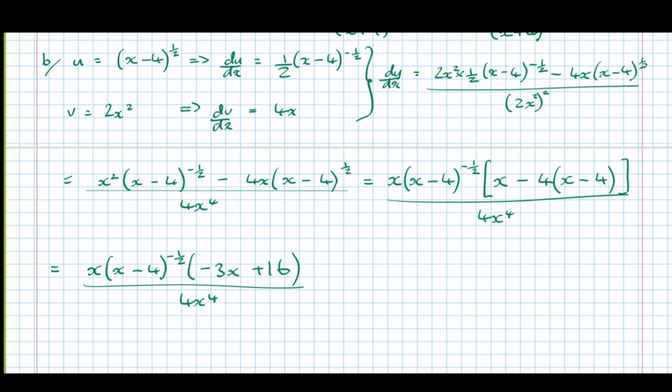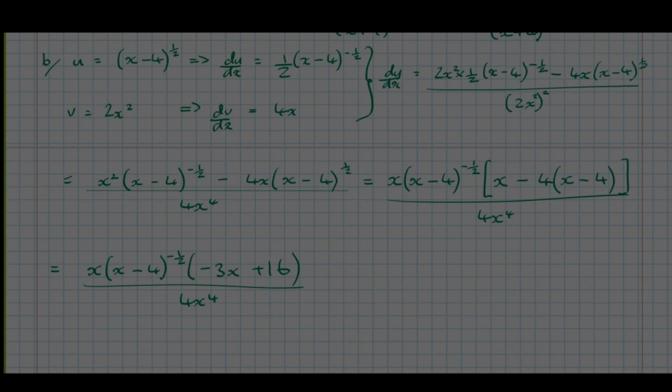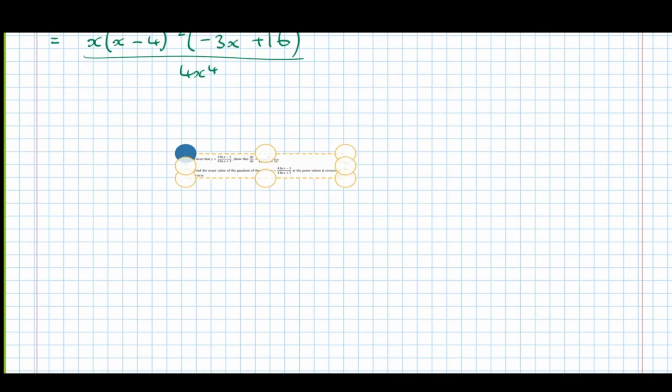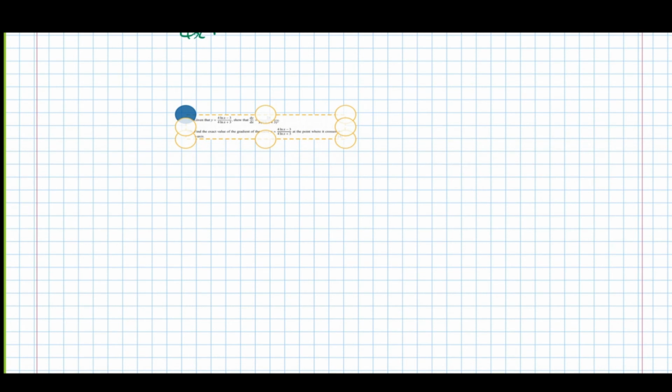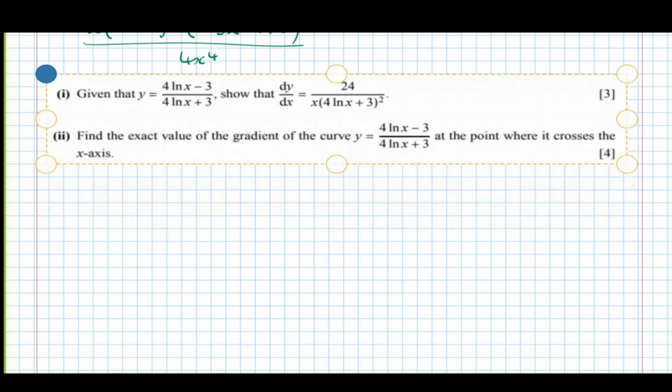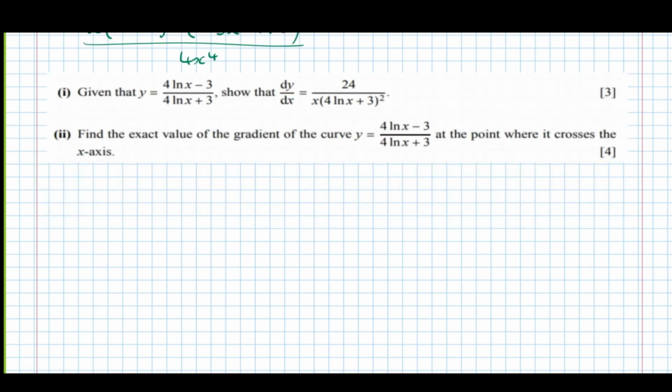So let's now try one more example. So I'll take this from an exam paper. So final example before we finish. There it is there. So given that y equals that there, show that dy by dx is that. Then find the exact value of the gradient at the point where it crosses the x-axis. Take a moment, have a go. I'll take over in just a second.